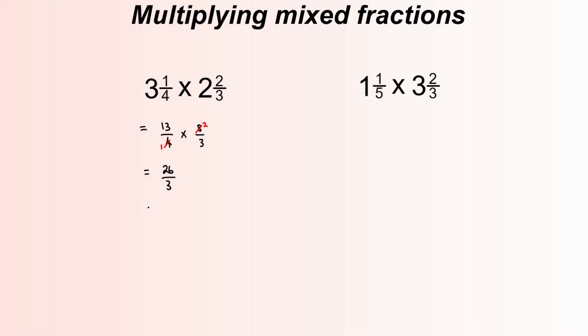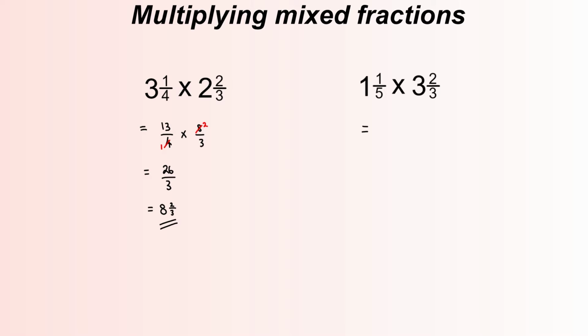And we can convert this back into a mixed fraction. So we're looking for how many 3s go into 26. So 3 8s would be 24 with a remainder of 2. So 8 and 2/3 for our final answer. Let's look at the second one.